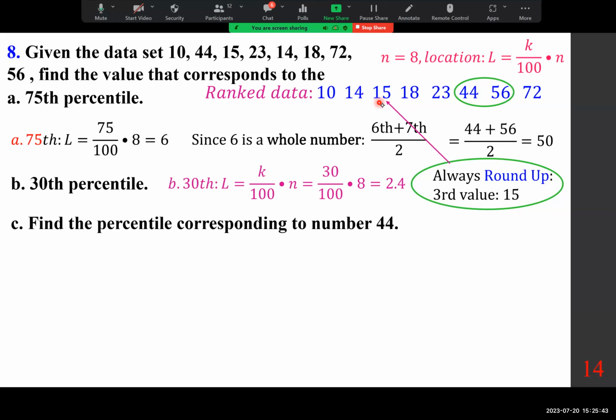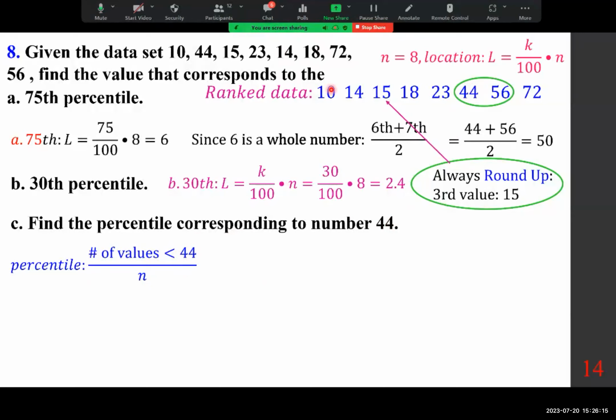Find the percentile corresponding to number 44. Now the other way around. What is the percentile that corresponds to a specific number? The formula is that you have to find the number of values less than that number and divide by n. So percentile is the number of values less than 44, divided by n. Obviously, n, we know it to be 8.